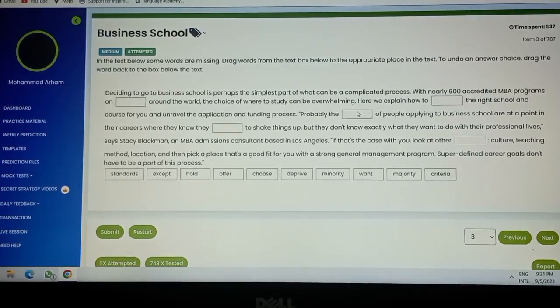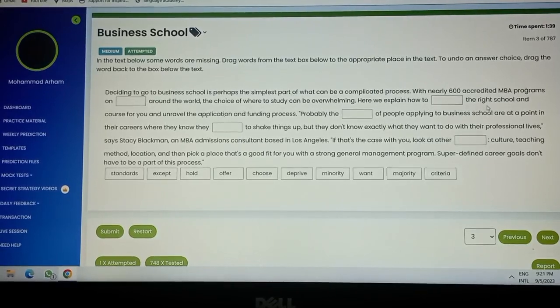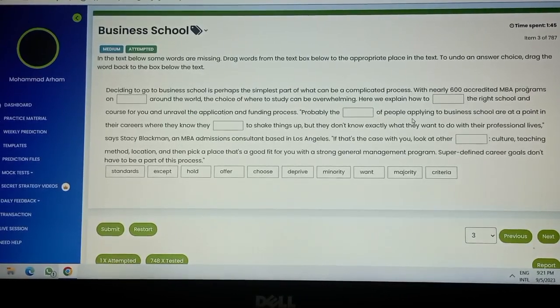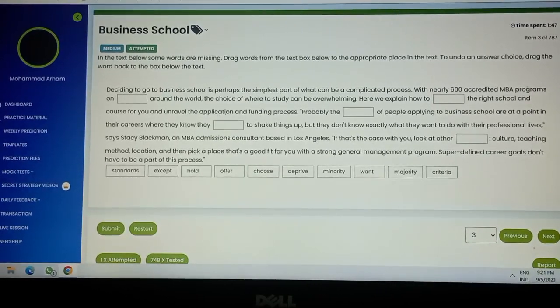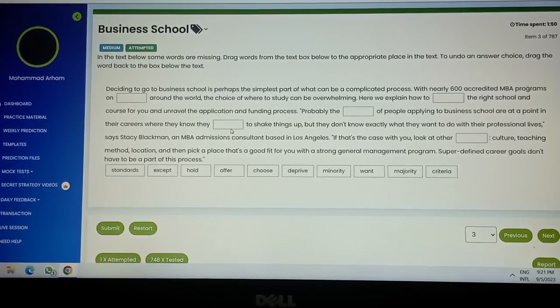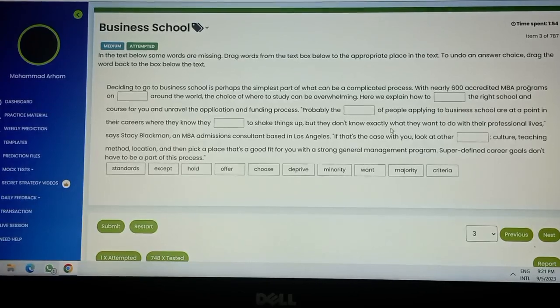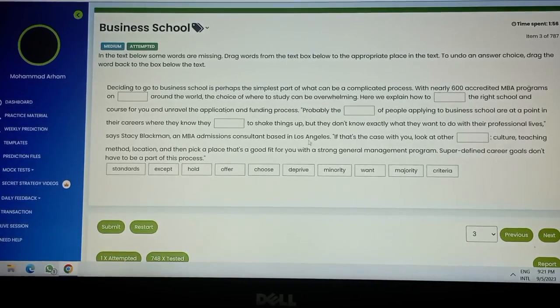We study over and explain how to dash the right school and course, and can unravel the application and funding process properly. Dash the people applying to business school are at a point in their careers where they know their dash to shake things up, but don't know exactly what they want in their professional lives.